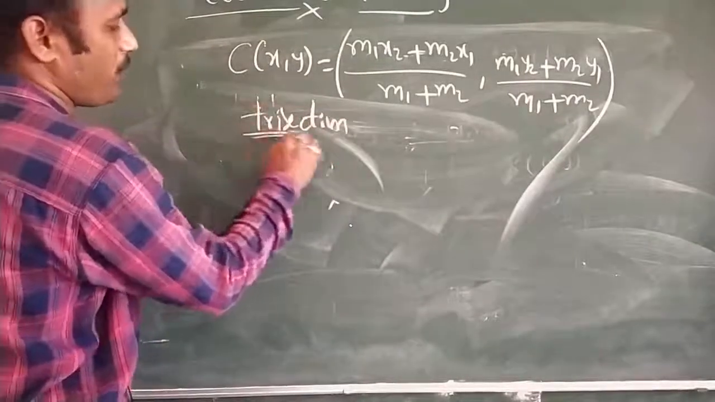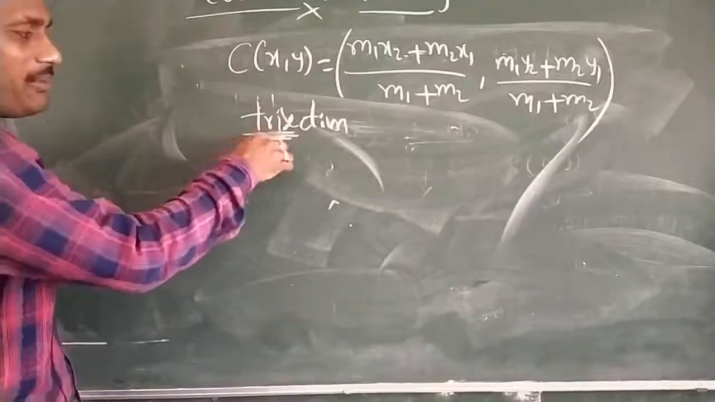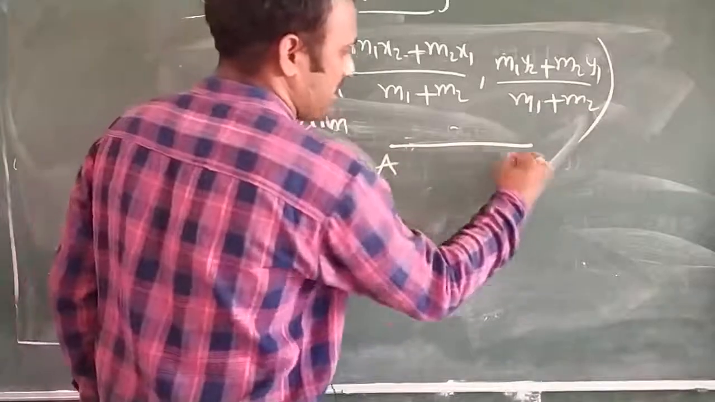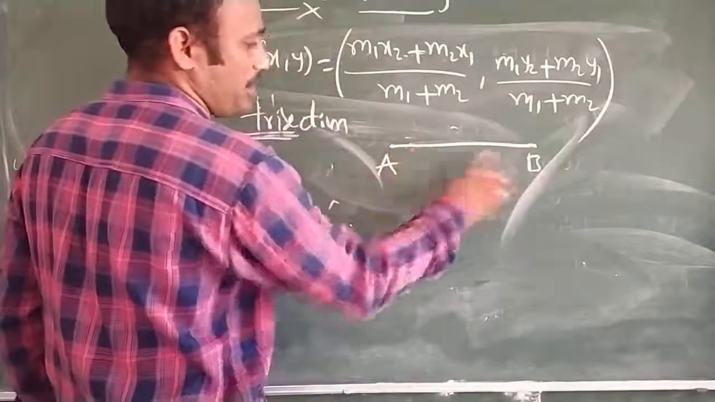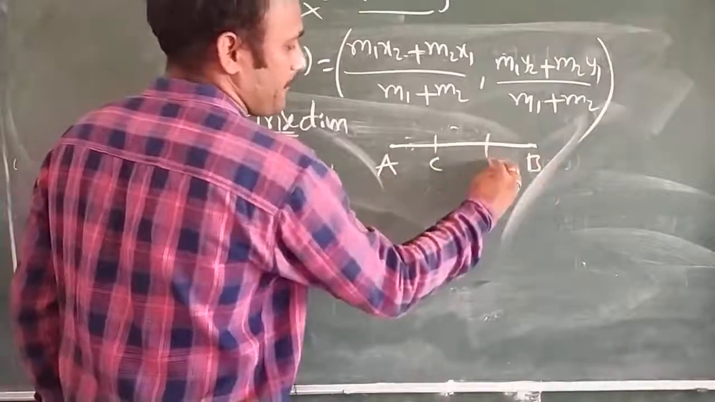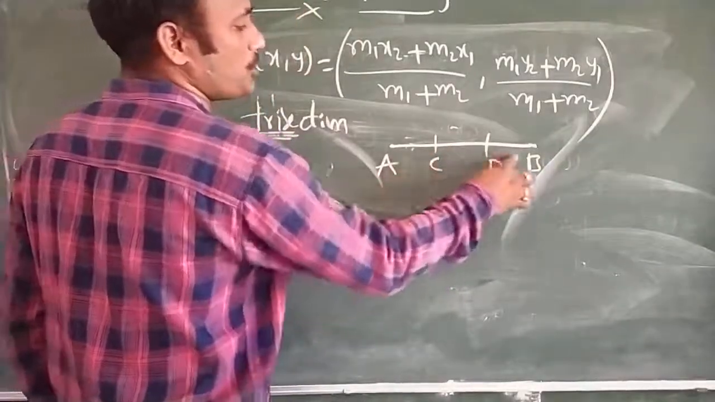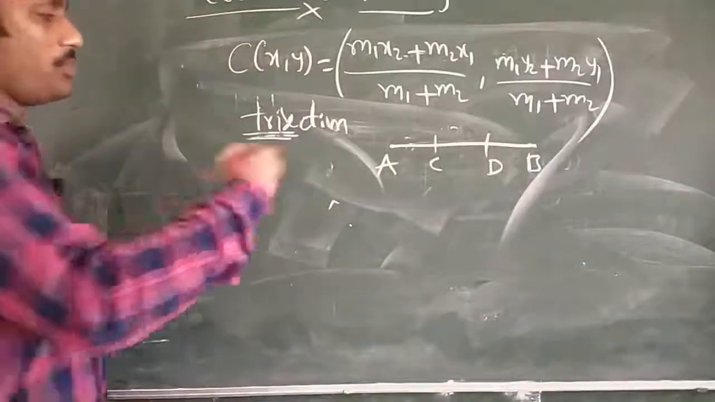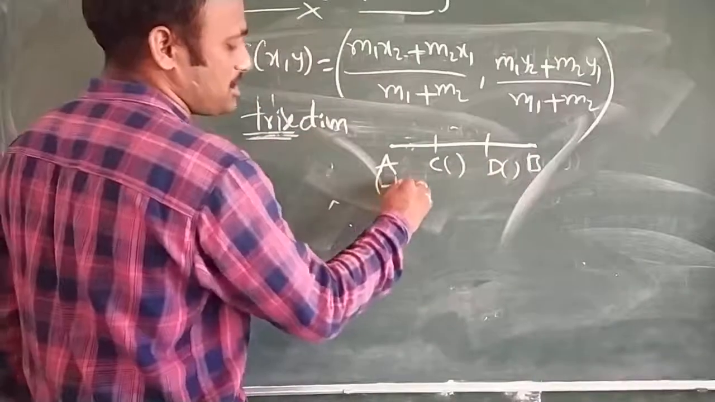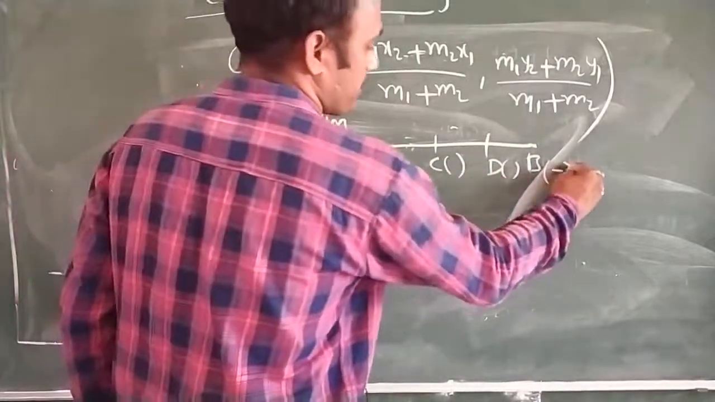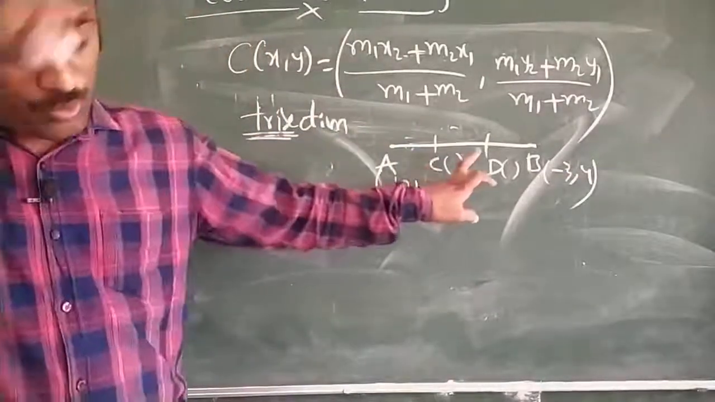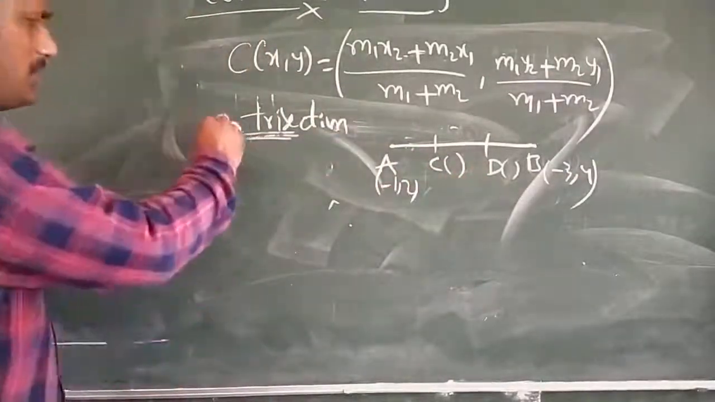Trisection, the word itself says that a line is being divided into 3 parts. A line AB is going to be divided into 3 parts. Now see here, 1, 2, 3. 3 parts we are dividing. So I have to get what is the C point and what is the D point. In the examination he will give the A point and B point, and he will ask us to find what is the C point and what is the D point. These types are very important.